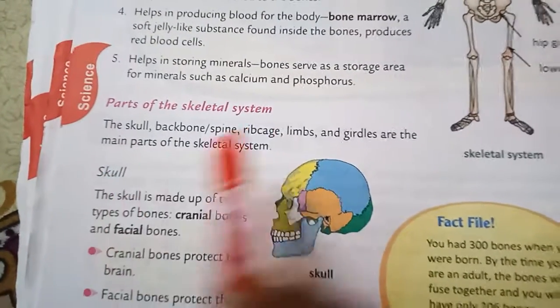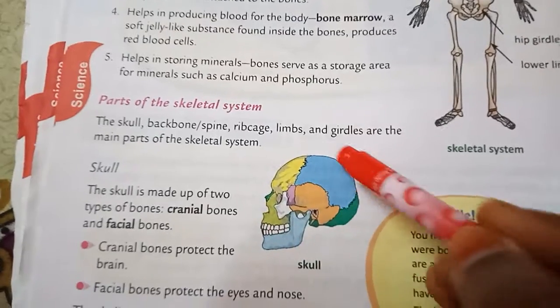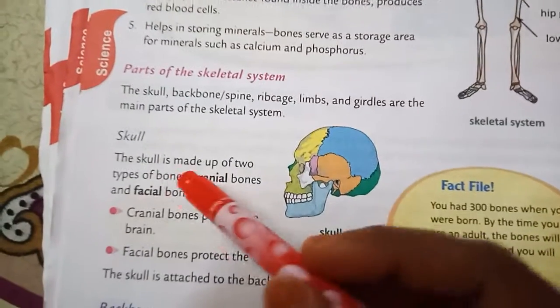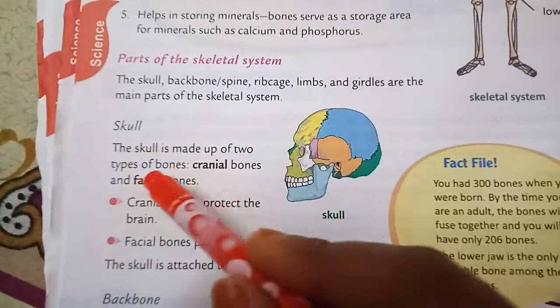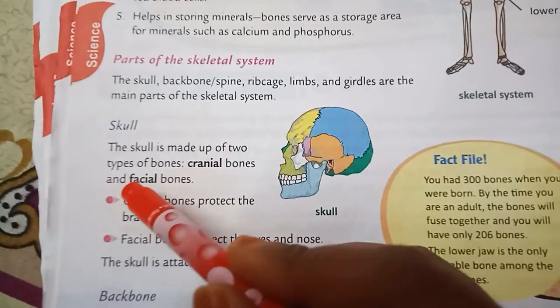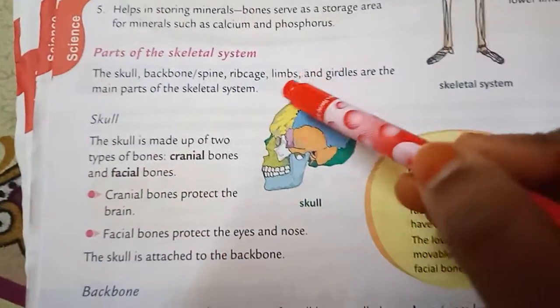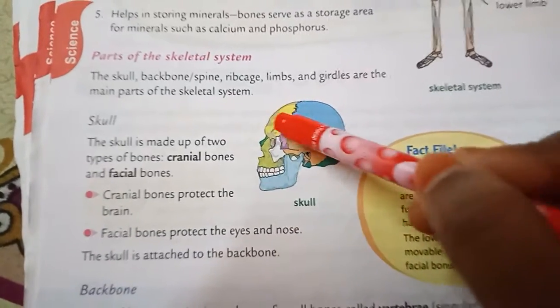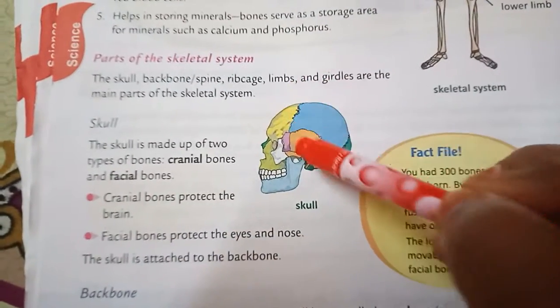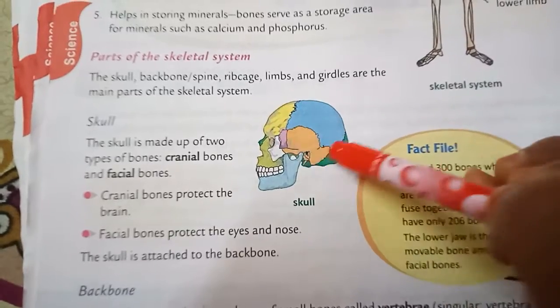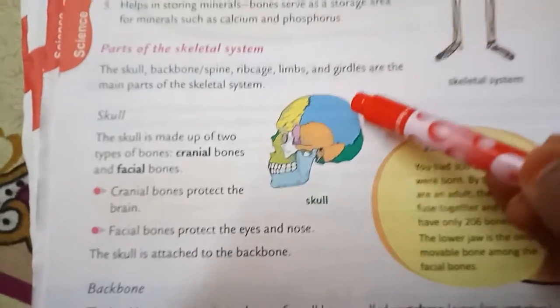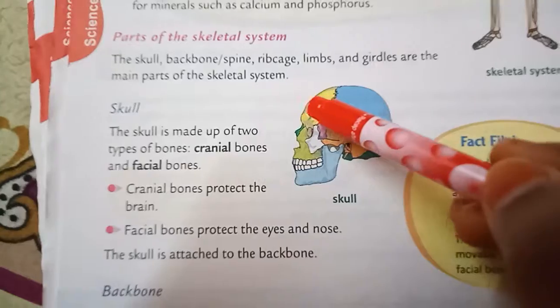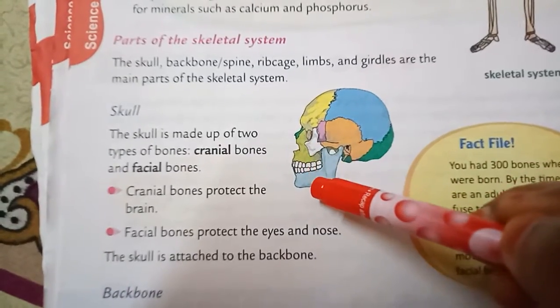So what is skull? The head part bone is called as skull. See here, the skull is made up of two types of bones. One is cranial bones and the other is facial bones. The upper part is called cranial bones and the lower part is called facial bones. The cranial bones will protect the brain. Next, the facial bones will protect the eyes, nose, mouth and everything.